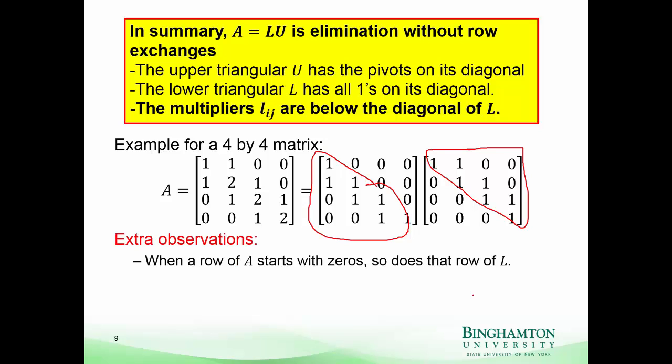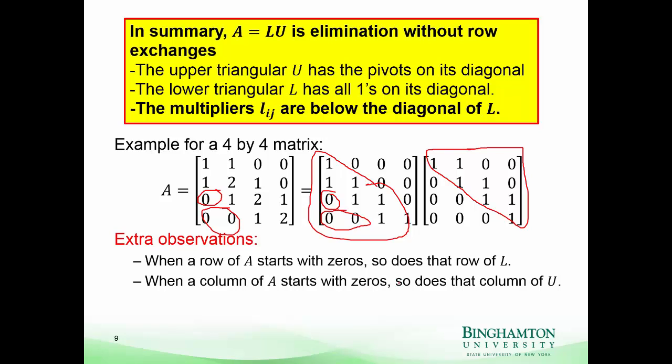So a few extra observations here. These are true for this example, but they're also general things. When a row of A starts with zeros, so here this starts with 1 0, so does that row of L. So that row of L starts with 1 0. This starts with 2 zeros, so this row of L starts with 2 zeros.